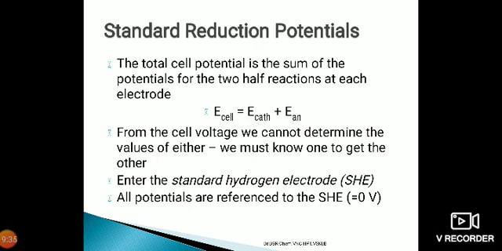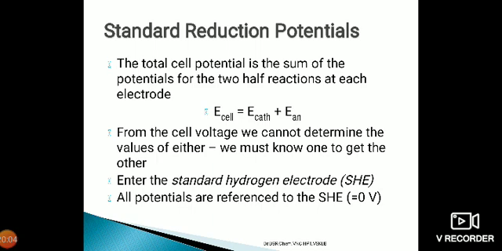The total cell potential is the sum of the potentials for the two half reactions at each electrode. That means the EMF of the cell is equal to the EMF of the cathode plus the EMF at the anode. That means the electrode potential developed at the cathode and the electrode potential developed at the anode. So from the cell voltage, you cannot determine the values of either cathode or anode. We must know one of them to get the other one.